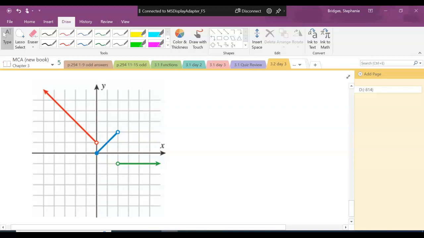Left to right. Okay, so let's start. For the domain on the left side, this is going forever that way, correct? Which means we're going to start where? Negative infinity.